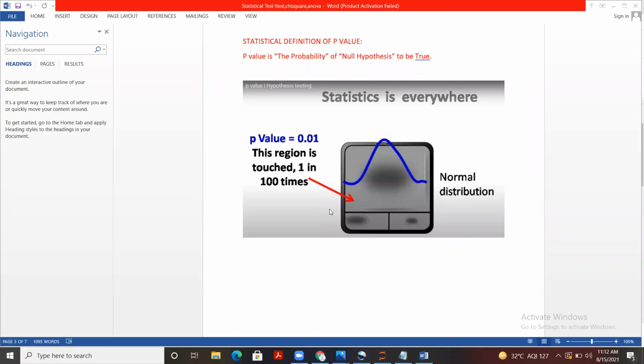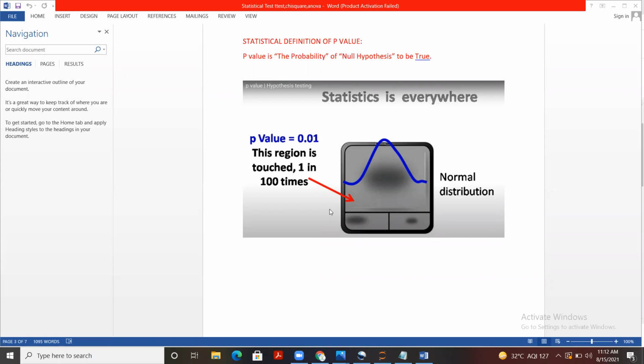Hello everyone. Today we are going to discuss p-value, which is one of the most important topics. Based on that, we decide whether we need to reject the null hypothesis or accept the alternate one, or we can call it fail to reject the null hypothesis.